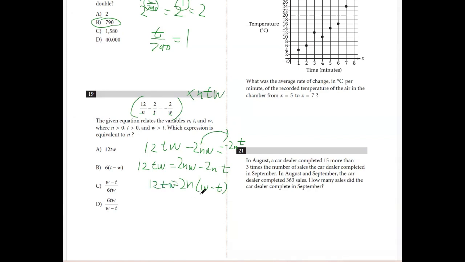And then I want to find what n is equal to. So first of all, I'll cancel out the 2 here by dividing by 2, so it becomes 6tw. And all you've got to do is divide this by w minus t, and this will give you n. So the correct answer choice here is D as in David.